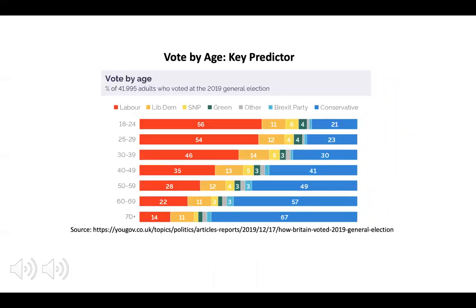If we take a look at the age breakdown, we can easily see that older people tend to vote for the Conservative Party, whereas the younger generations tend to vote for the Labour Party. So it's probably safe to say that age is an important predictor or indicator for party voting in this scenario.